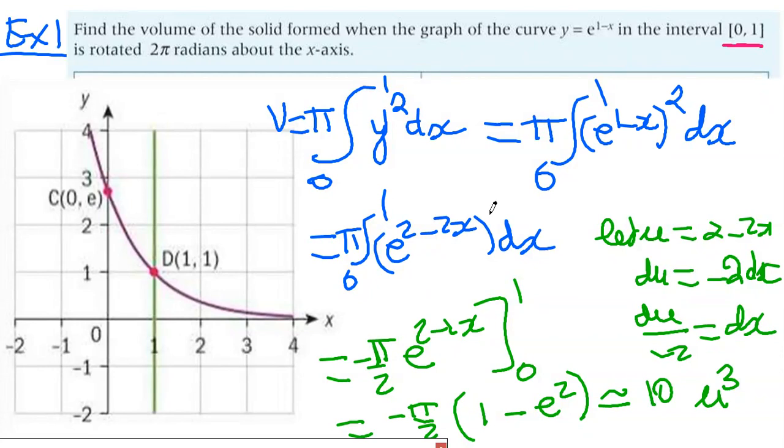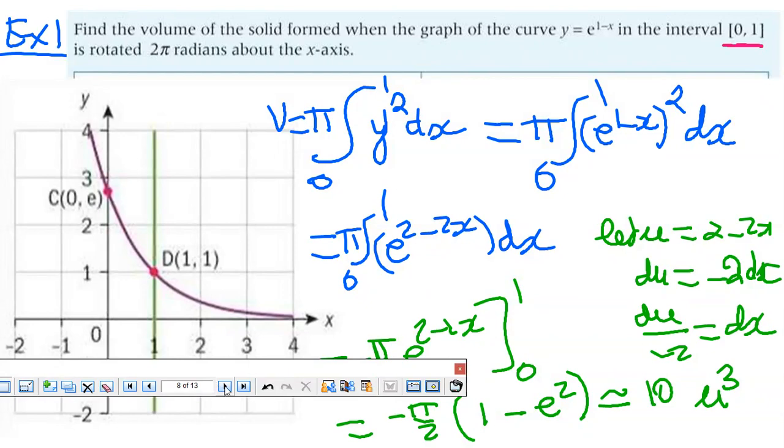Then to do this integral, we know the formula, but we need to change the variable. Let u be 2 minus 2x, then du is minus 2 dx, so du over minus 2 is dx. As I'm saying here, it's e^u du, but we have the minus half outside, so it's minus pi over 2 e^u between 0 and 1. I replace and I will get the answer. The unit is cubed for the volume.